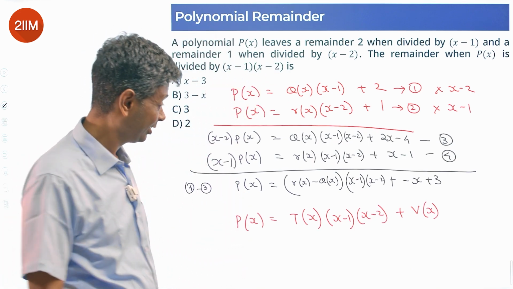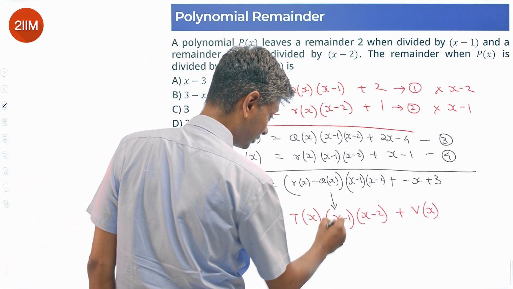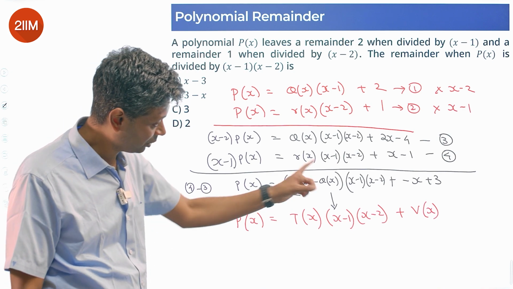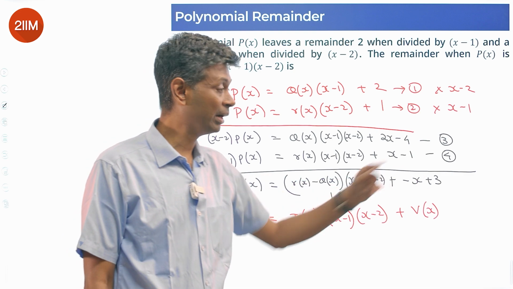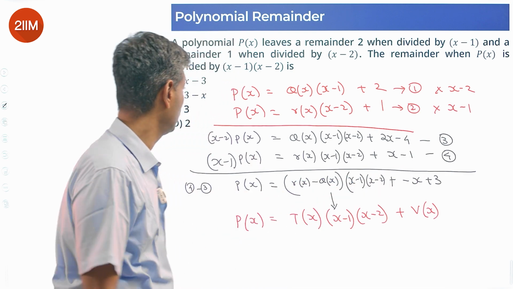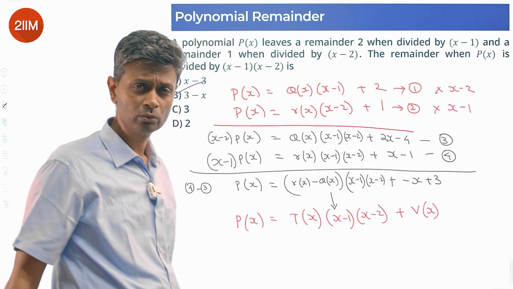Now this is exactly like this. T of x is r of x minus q of x into x minus 1 into x minus 2. This side is p of x, and the remainder is minus x plus 3, or 3 minus x. Brilliant question.